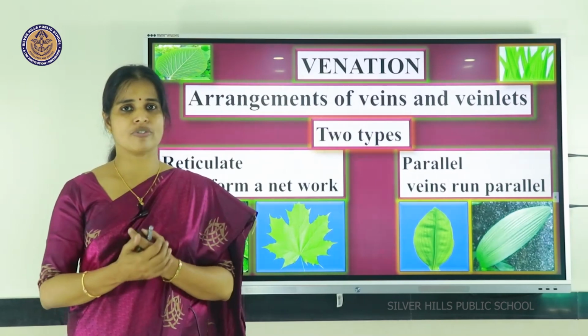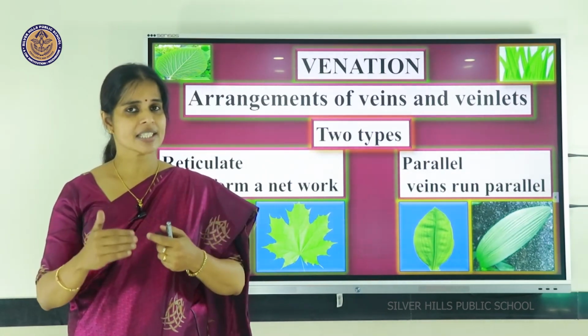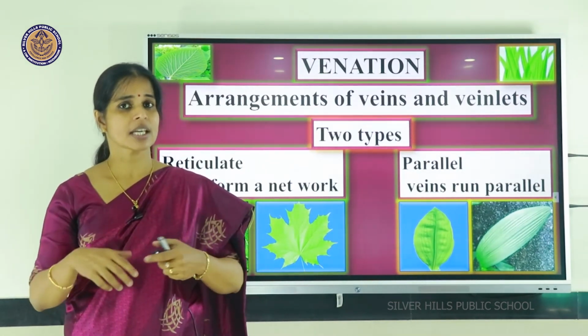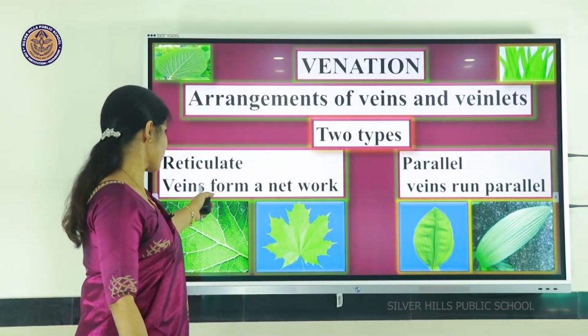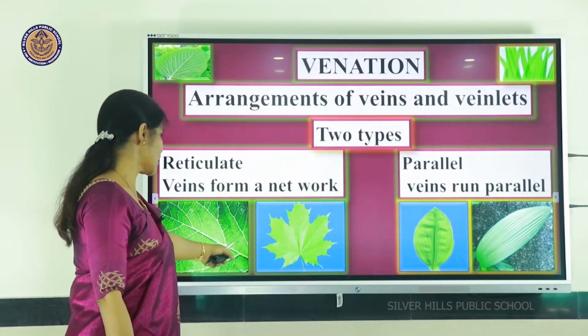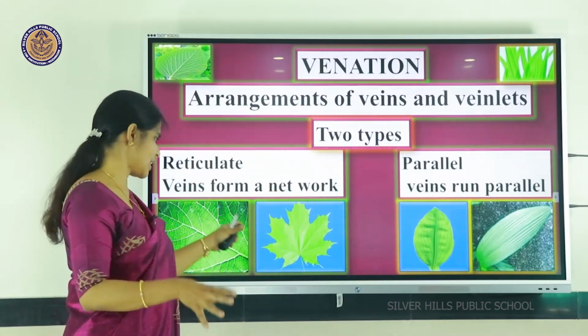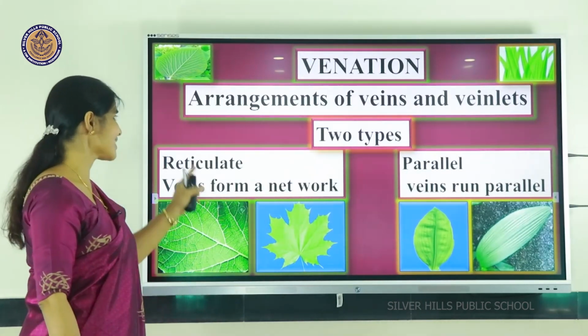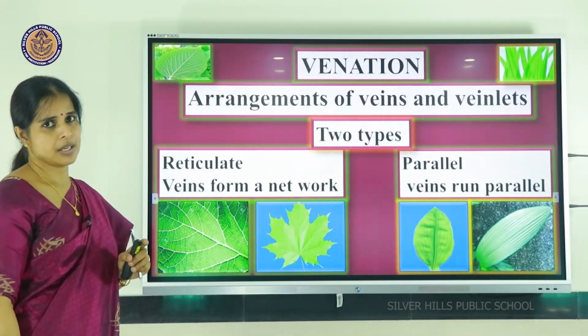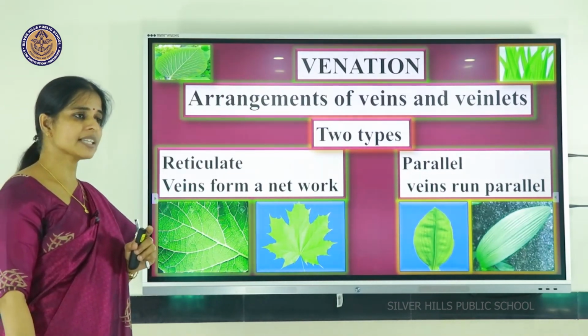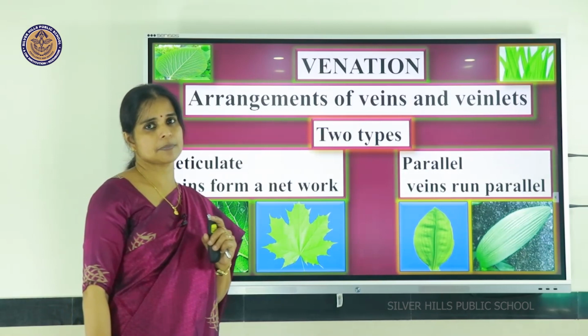There are two types of leaves. If the veins on a leaf are arranged in a network, that is, the veins form a network structure, with a lot of veins here and there forming a network, this is known as reticulate venation. Reticulate venation is commonly seen in dicot plants.